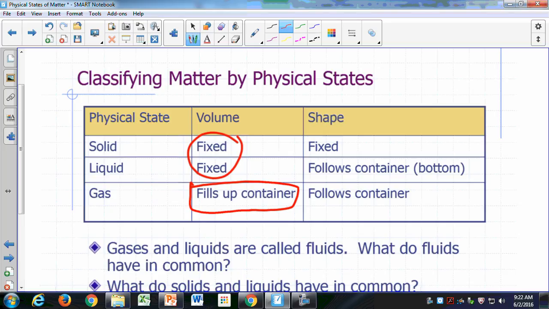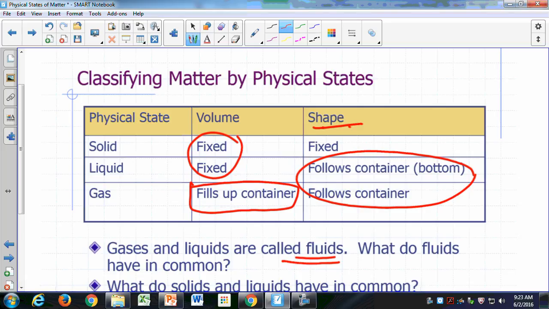A solid, in terms of shape, okay, the liquid and the gas don't have a fixed shape unlike a solid, and so they are referred to as fluids. So what do they have in common? They more or less follow the shape of the container. So the gas fills up the entire container, so whatever the shape of the container is, that's the shape of the gas. A liquid, on the other hand, doesn't fill up the entire container, but it tends to spread out at the bottom of the container.